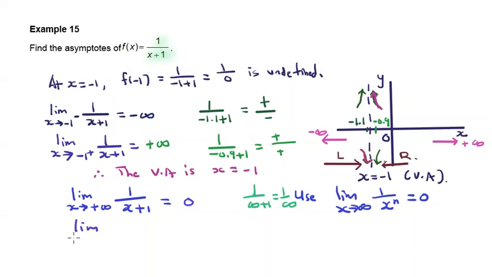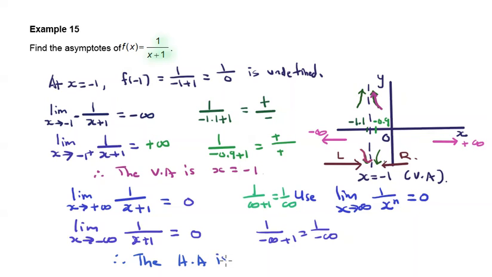Then the limit as x approaches negative infinity of 1 divided by x plus 1. So 1 divided by negative infinity plus 1 is equal to 1 divided by negative infinity, which is also approaching 0. So we say the horizontal asymptote is y equals 0. So when x approaches negative infinity, it is approaching y equals 0, on both sides.